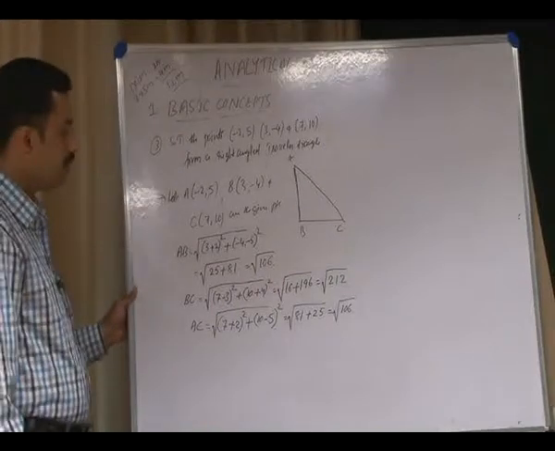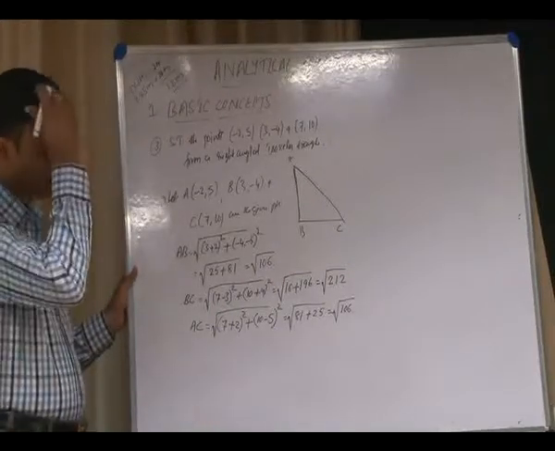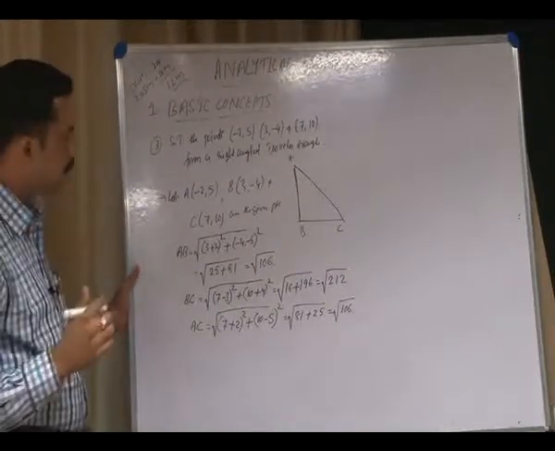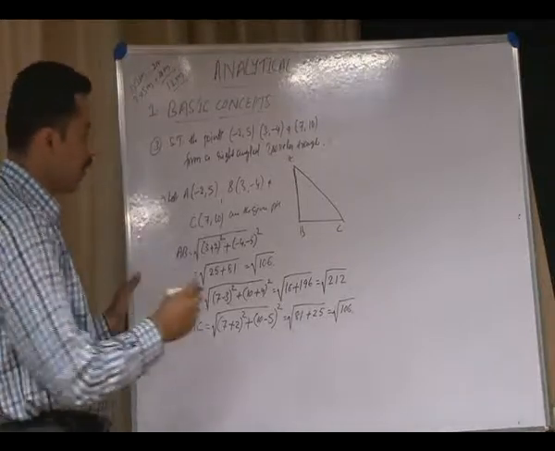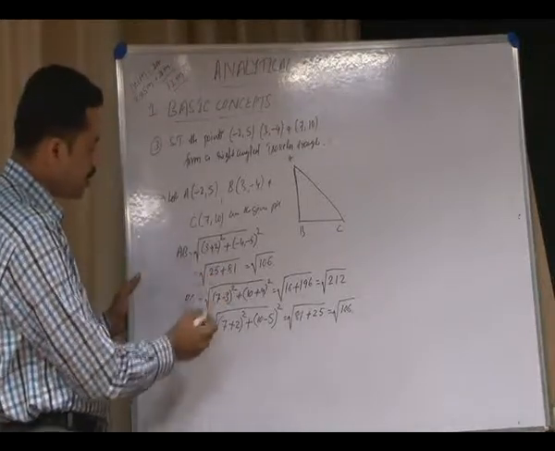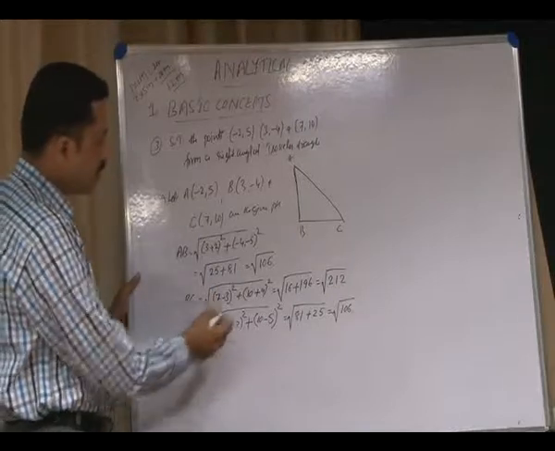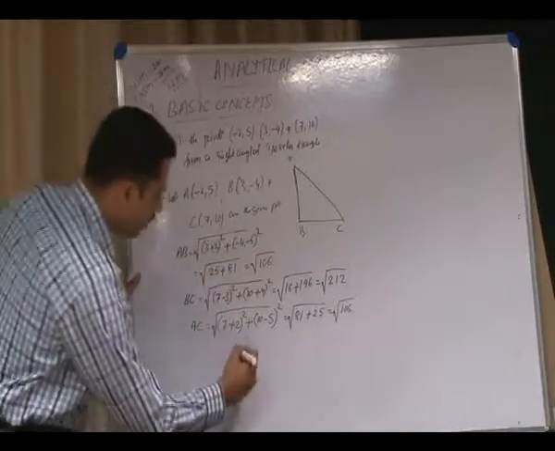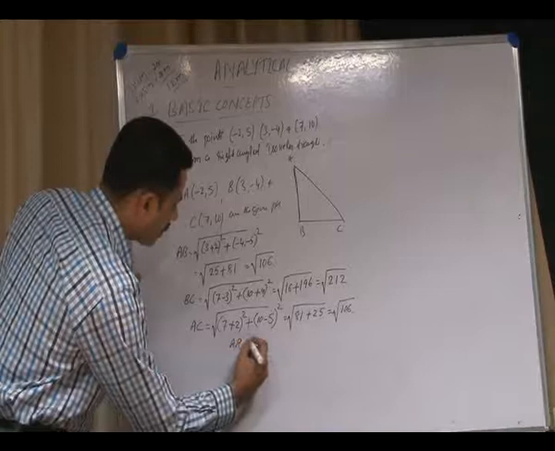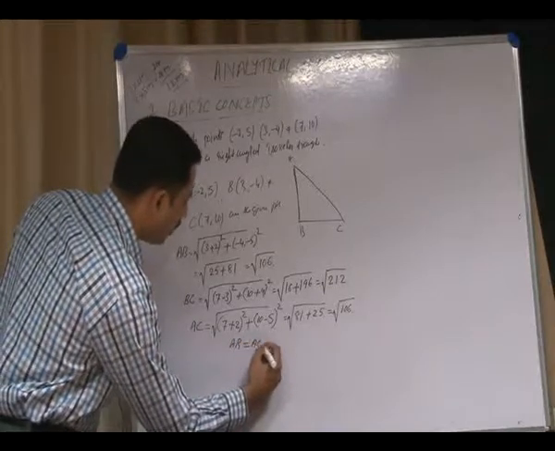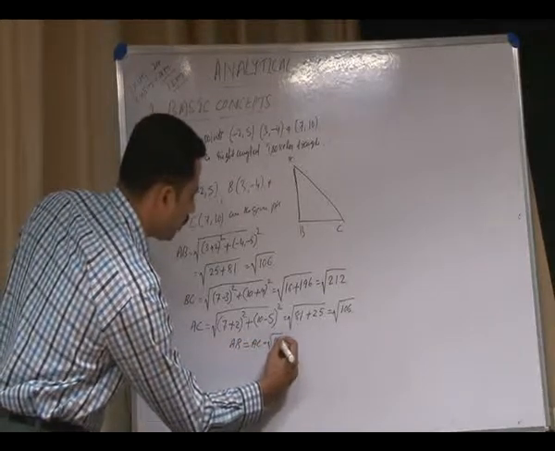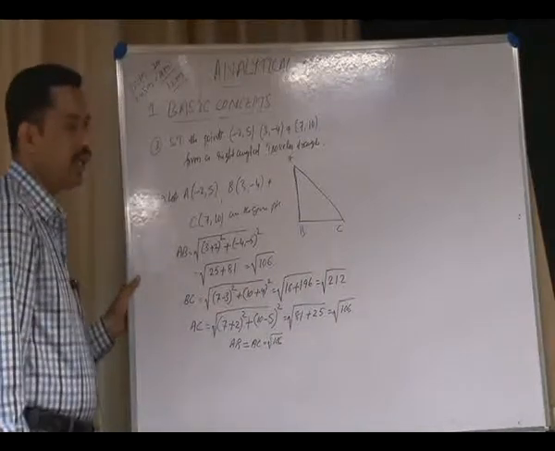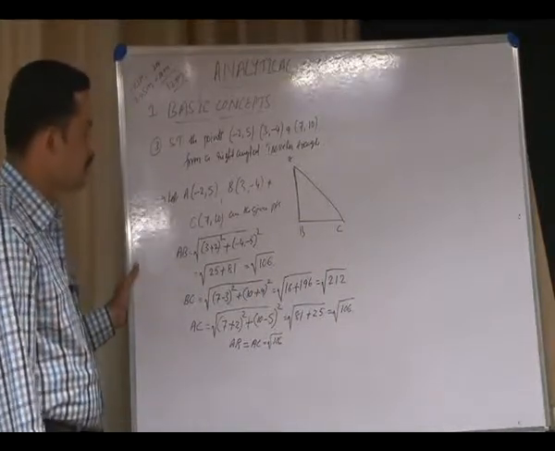So, like this we are going to calculate 3 sides of the triangle. Then by observation it is clear that here 2 sides are equal, that is AC and AB. From observation, AB is equal to AC is equal to square root of 106. In any triangle, if 2 sides are equal, then that is called an isosceles triangle.